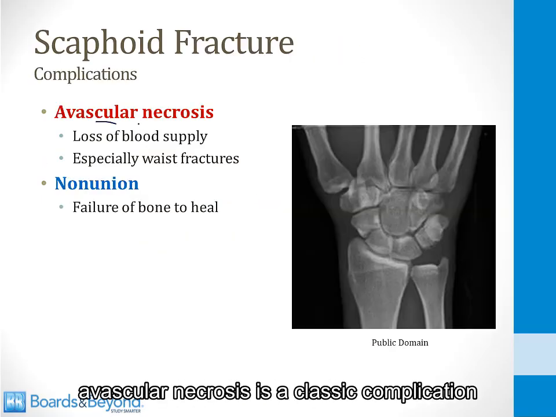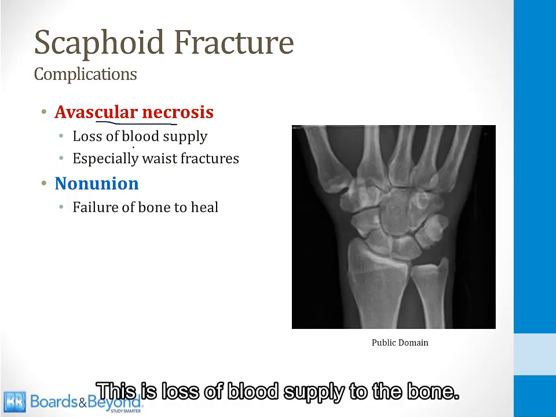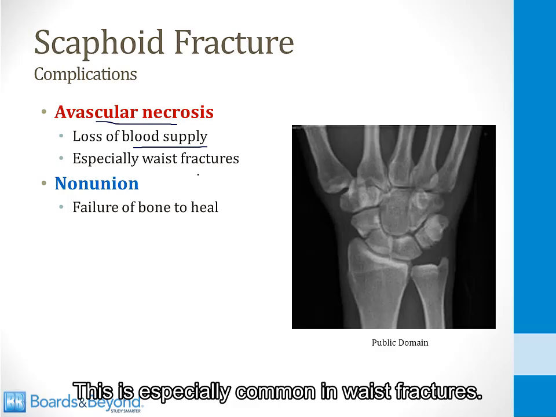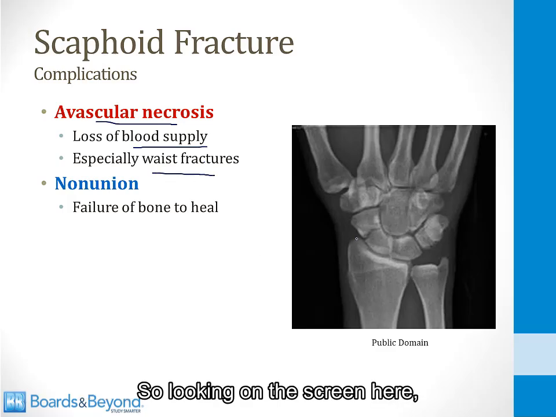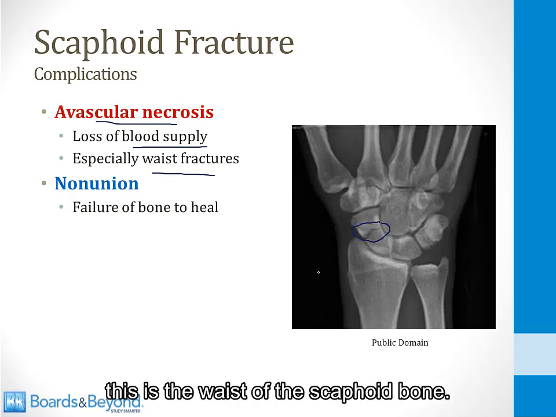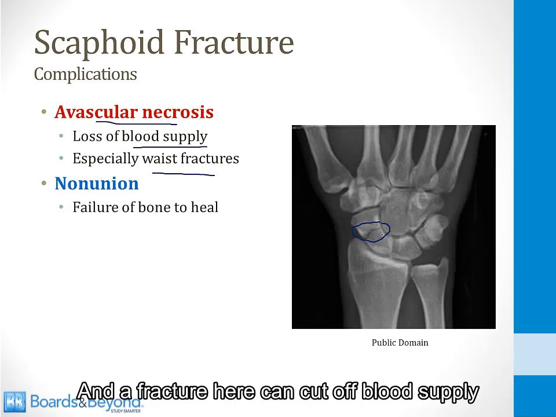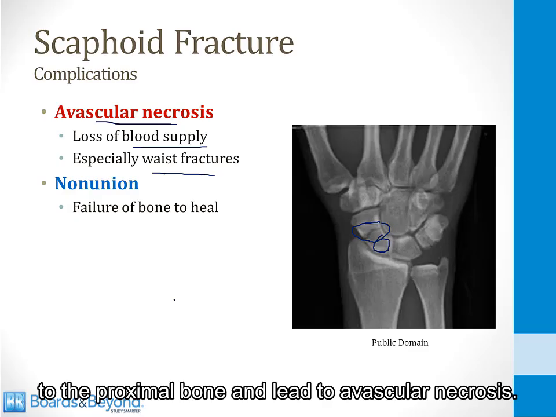So for this reason, avascular necrosis is a classic complication of a scaphoid fracture. This is loss of blood supply to the bone. This is especially common in waist fractures. So looking on the screen here, this is the waist of the scaphoid bone, and a fracture here can cut off blood supply to the proximal bone and lead to avascular necrosis.